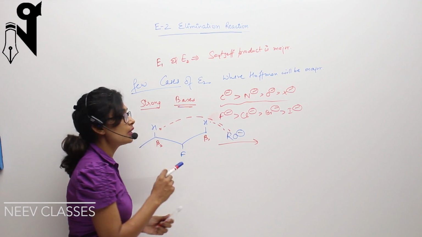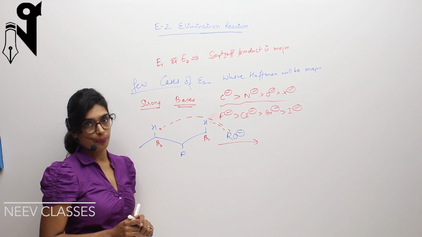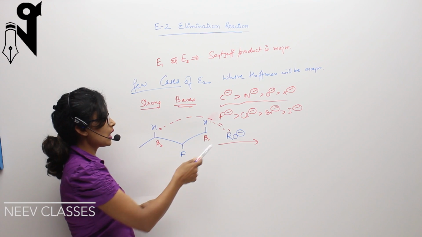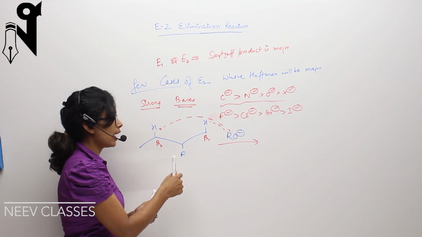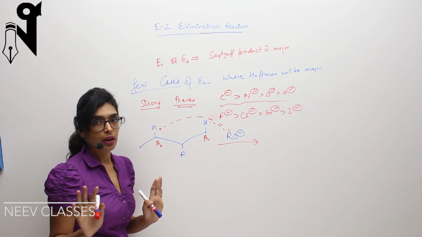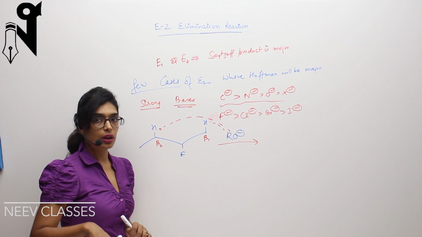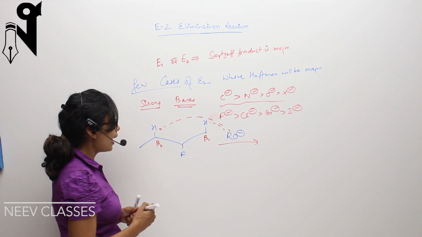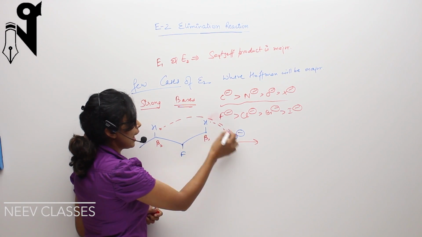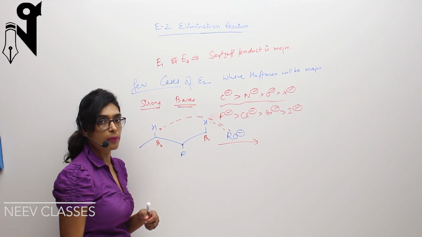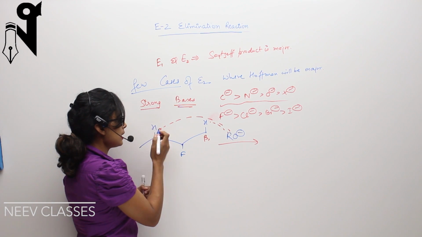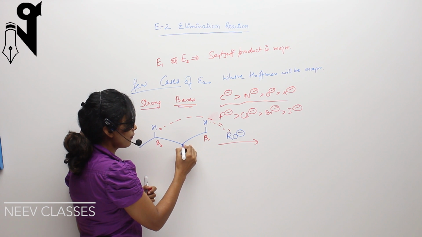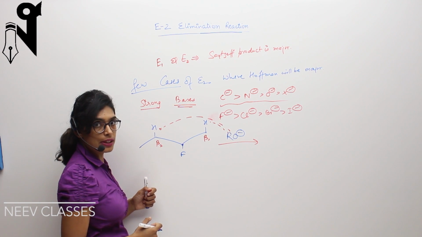Why? Because F is a very poor leaving group. So even though this RO minus would be attacking the hydrogen, F will take its own time to come out or to leave the system. Okay, so in that case, when the F is still present and your RO minus is trying to form a bond, just understand this: this F has pulled the electron density.